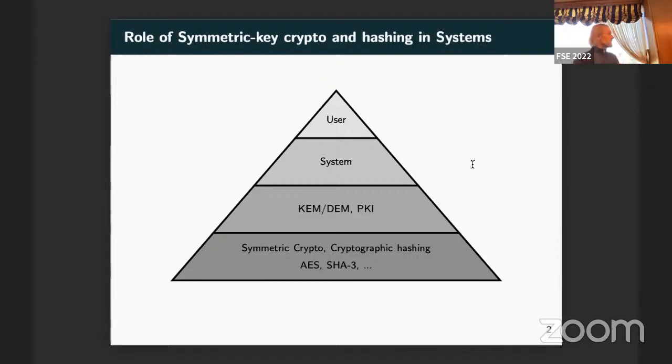Yeah, I try to illustrate the role of symmetric crypto of our community in a larger context of systems. So I guess it's fair to say that symmetric crypto primitives, and I include cryptographic hashing here, play a fundamental role, and other layers that are needed in our security ecosystem build upon it. Classically, we have hybrid encryption in order to simplify key management, PKI, and so on. And on top of that, we have just systems and users. So that's something that we have already for a long time.